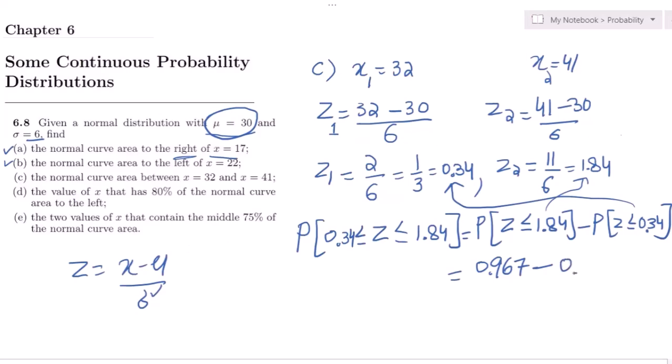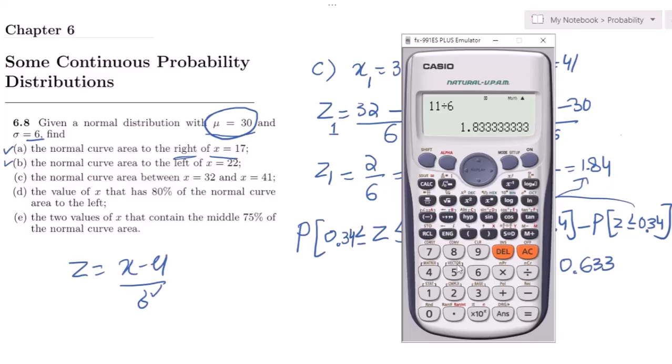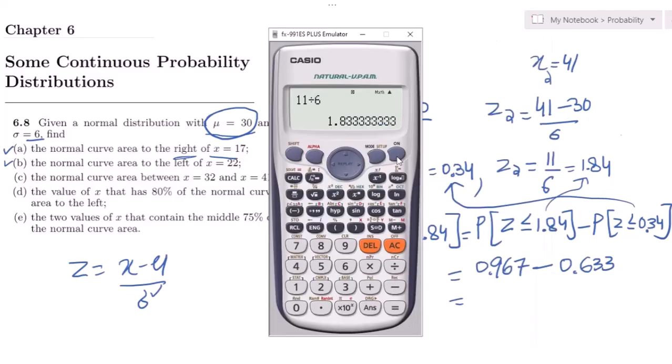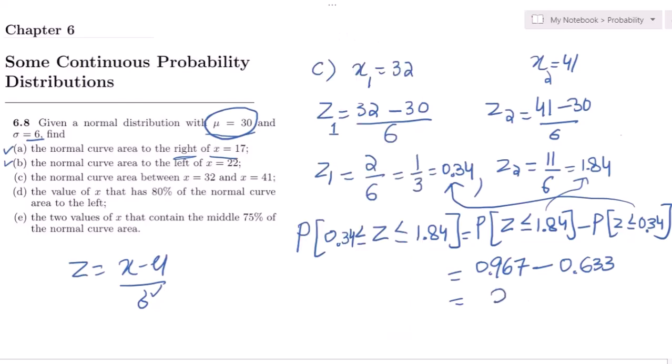Okay, let me calculate it. It would be 0.967 minus 0.633, which is 0.334. And that is basically the solution of part C of my question.